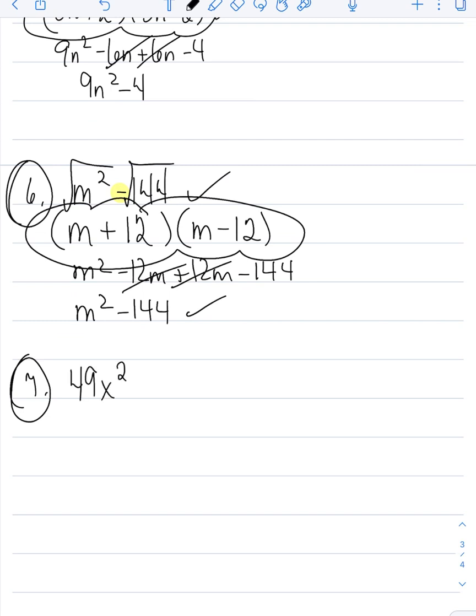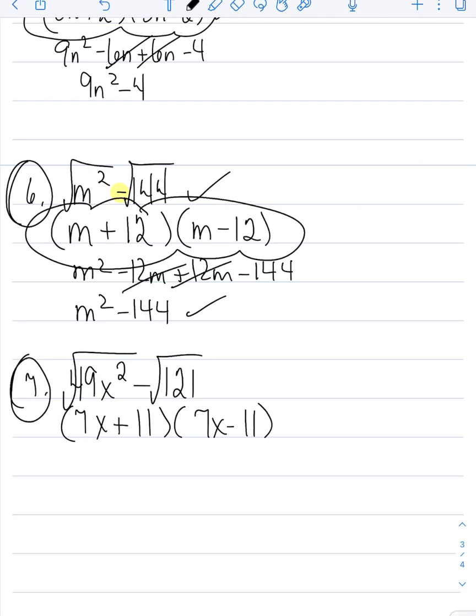Let's say we have 49x squared minus 121. 49 is a perfect square, 7 times 7, x squared. Any of your even exponents, like x squared, x to the 4th, x to the 6th, I'll explain that in another lesson, but any even numbers are perfect squares for exponents. 121, yep, that's a square. So the square root of 49 is 7. The square root of x squared is x. The square root of 121 is 11. So 7x plus 11 times 7x minus 11 are your factors.